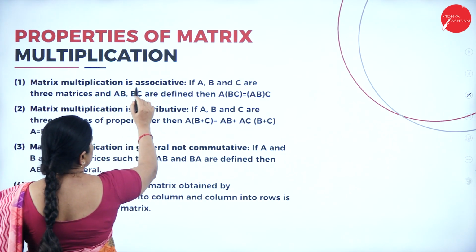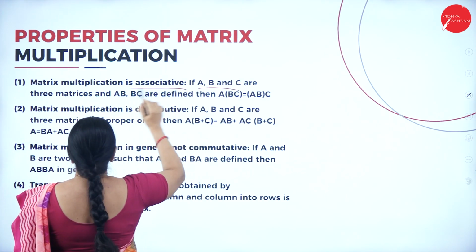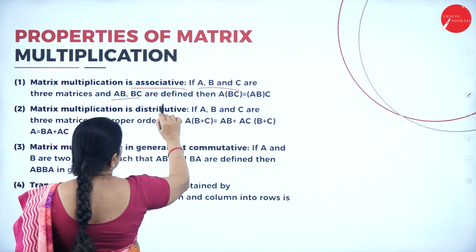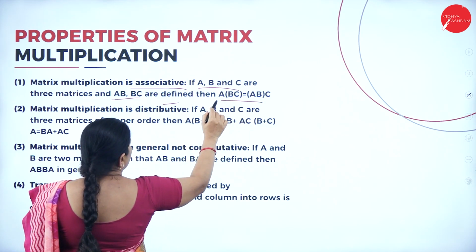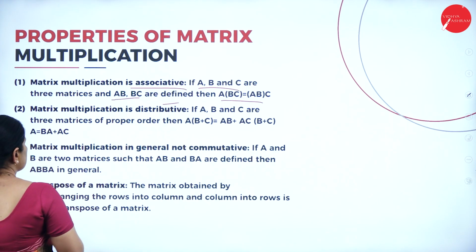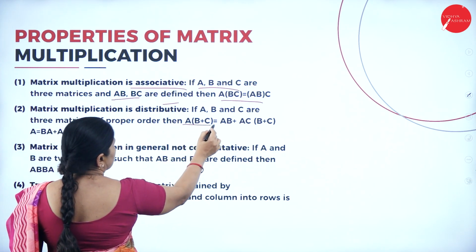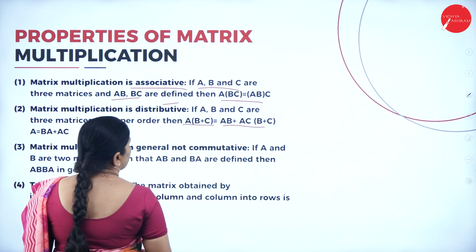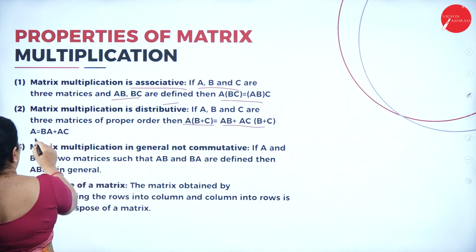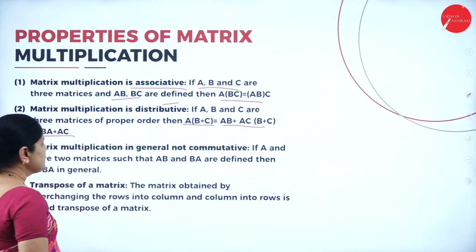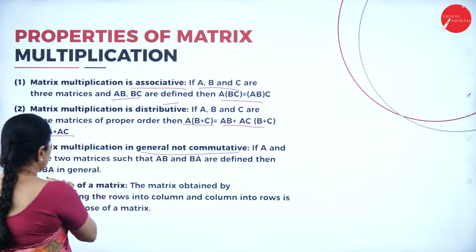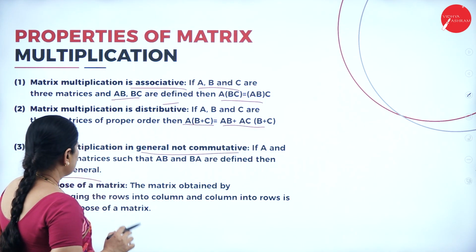Matrix multiplication is associative. If A, B and C are three matrices, and AB and BC are defined, then A into BC equals AB into C. It is distributive: A into B plus C equals AB plus AC. So matrix multiplication in general is not commutative.